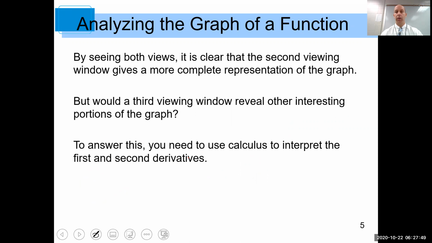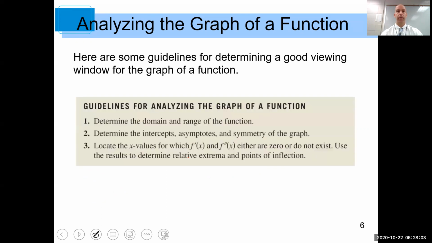But would a third viewing window reveal other interesting portions of the graph? In other words, what if we extended this out further? Would it give us more important information about this graph? To answer this, we need calculus to interpret the first and second derivatives.